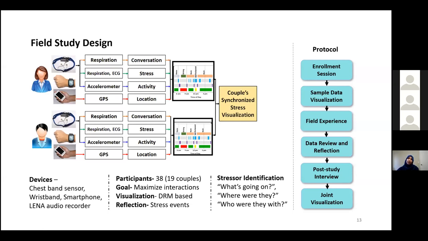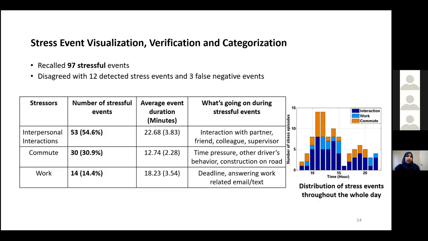So after the data collection period, they came back and we processed their data, and we generated a visualization with their own data, and we showed them, okay, now it is your data, and this is the stress arousal. So when we see a stress event detected by the visualization, we ask them, what is the reason of your stress? What's going on? Who were with you? And they gave several answers. Okay, I was stressed due to this reason. I was involved in a traffic, something like that. So this slide shows their interview results.